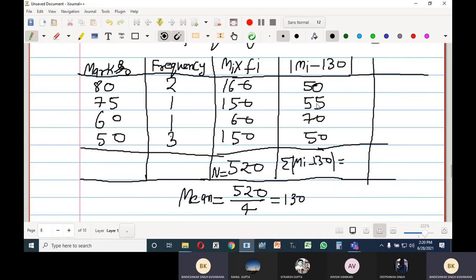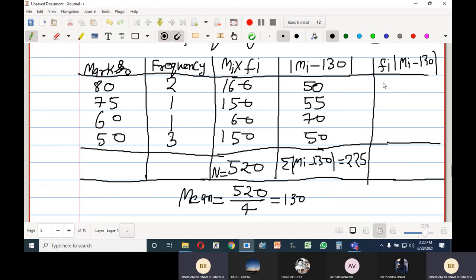2 to 5. Am I right? 2 to 5 it would be. Okay. Thereafter, you will calculate Fi into Mi minus 130. So actually you have calculated here Mi minus 130. Okay. So you will calculate here.